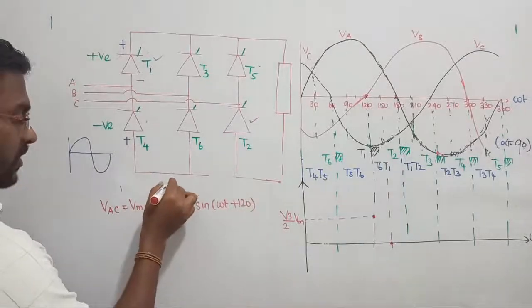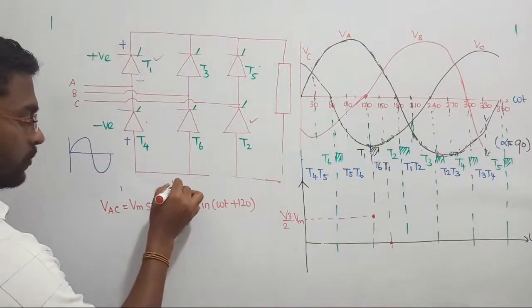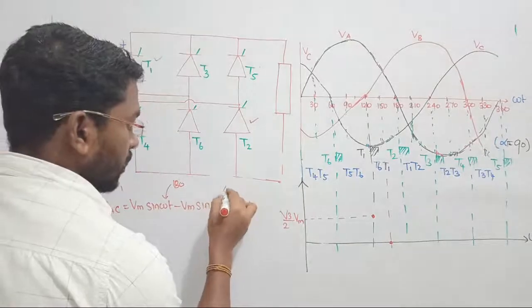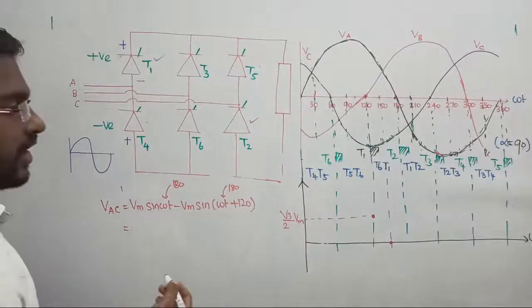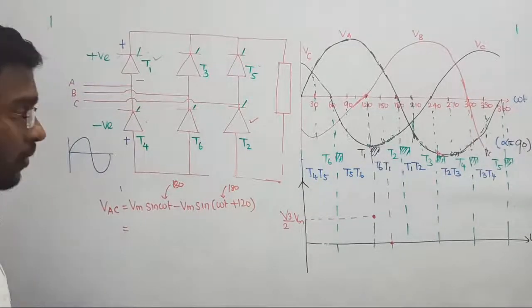Sin 180. Let's see sin 180. What happened? Next, here also we are going to consider 180 only, right? Such that if I reduce this value, we all know sin 180 equal to 0. I hope you all remember, right?